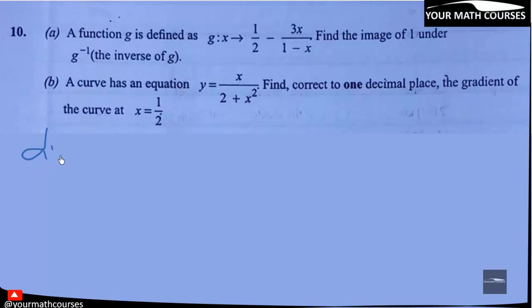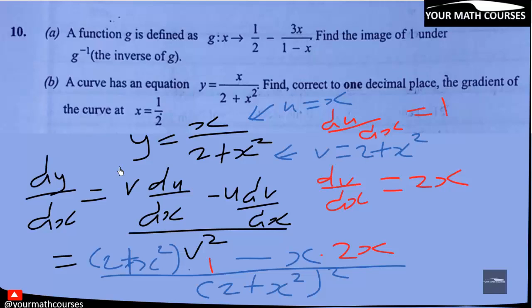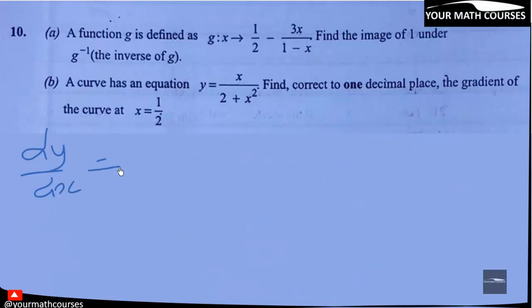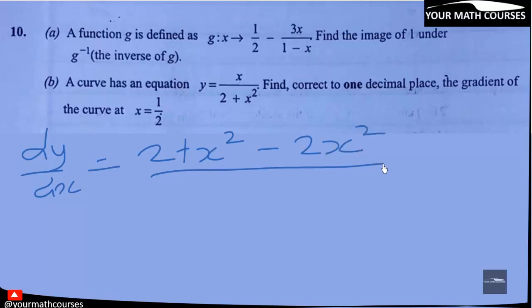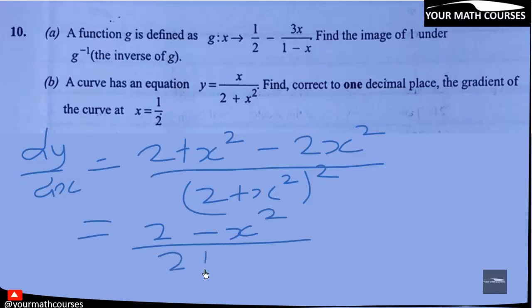So dy dx will now simplify to, we have 2 plus x squared times 1 will give us 2 plus x squared. So we have 2 plus x squared here minus 2x times x will give us 2x squared all over 2 plus x squared all squared. So this will simplify to 2 minus x squared all over 2 plus x squared all squared.